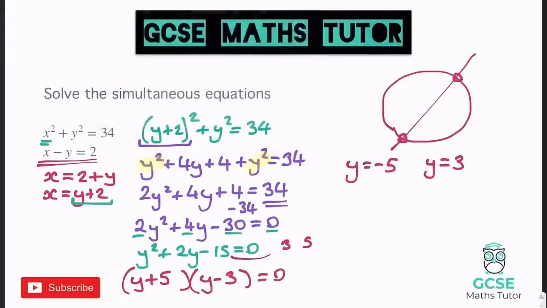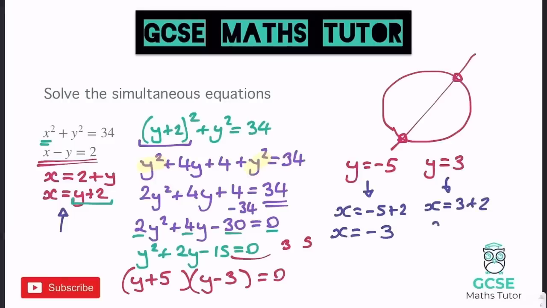We now just need to find our x solutions. We've got a nice little formula that we made right at the start here. To find x, we've got x equals y plus 2. So when y is negative 5, x will equal negative 5 add 2, which is negative 3. So x equals negative 3. And then for the next one, we've got y equals 3, so x equals 3 plus 2, so x equals 5. There you go, so you've got your two solutions and they're written in pairs. We've got our first solution here, x equals negative 3, y equals negative 5. And we've got our second solution over here, x equals 5 and y equals 3.